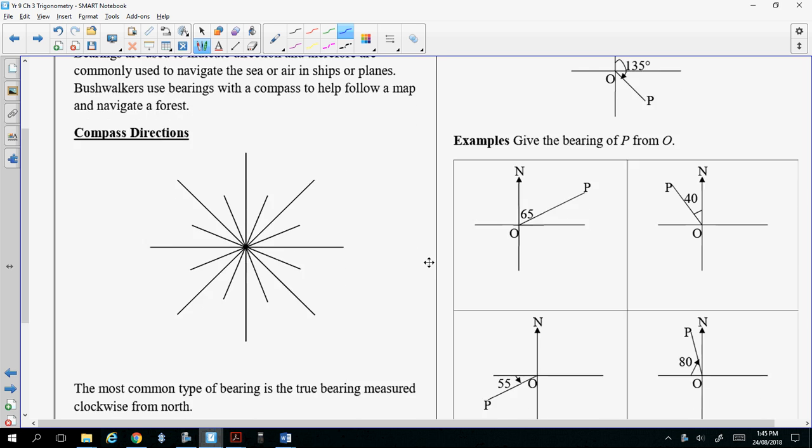Okay, so there's the compass direction. We've got north, east, south, west. How do I know it's NESW? There's a way to remember. So, well done. These are the 4 main directions.